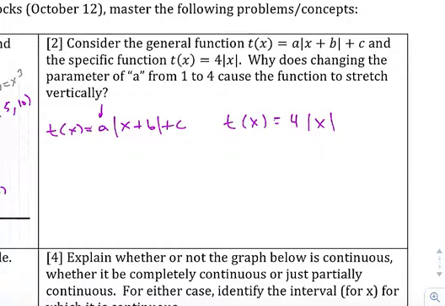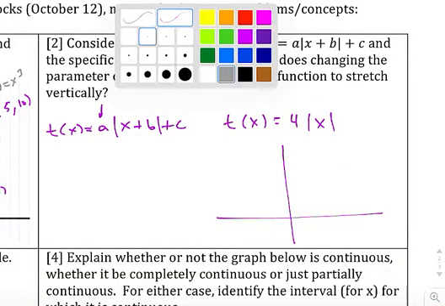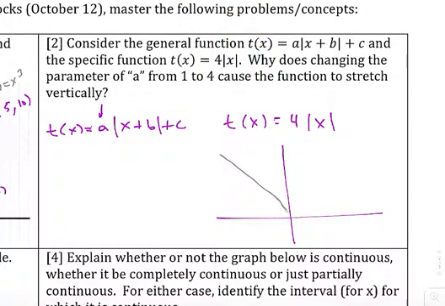So if we want to get a sense of what's going on, we can look at the graph. In fact, that's not a bad place to start. So we have the standard parent function, just the absolute value of x. And then we have this new function, 4 times the absolute value of x. Now, if you just memorize the rule or remember from class, this is going to be a vertical stretch.